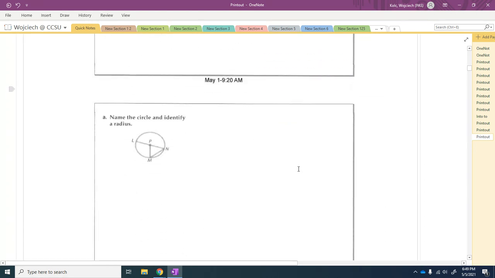All right, so let's practice. Question A, name the circle and identify the radius. So to name the circle, I can say circle P, or I can just draw a circle and call this P. Identify a radius. We have 3 radii, so I will list all of them. One of them is PM, another one is PN, and the third one is LP. So we have 3 radii.